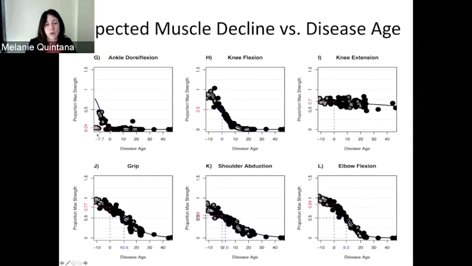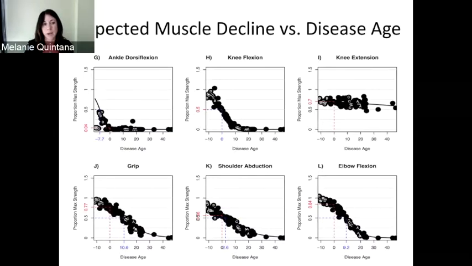Then we can sort of order the muscles. We can see that ankle dorsiflexion, the ankle muscle, progresses to its 50% about 7 years before knee flexion. Grip progresses about 10 years after, shoulder abduction about 2 years after, and elbow flexion about 9 years after knee flexion. Knee extension stays quite flat across the course of the disease, and this had face validity to it.